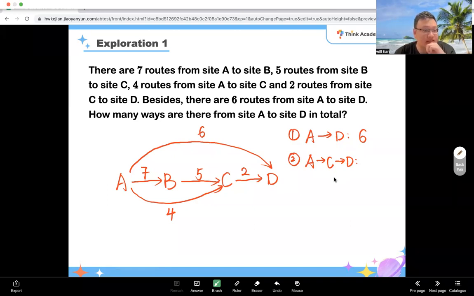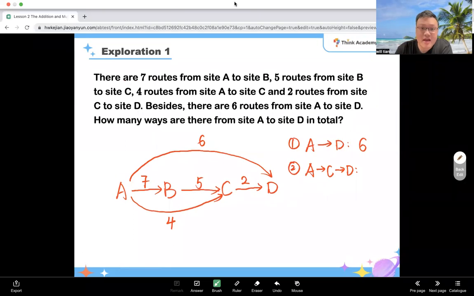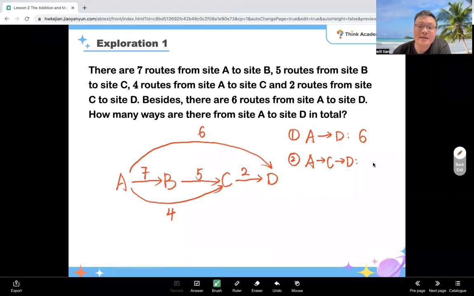Is that 6 or is that 8? Am I going to use 4 plus 2 or 4 times 2? Guys, it's gonna be times, okay? Because we have to do something like step 1, you go from A to C. Step 2, you go from C to D. So if you want to finish this task by doing 2 steps, you use multiplication. Then we do 4 times 2, which is 8 different ways, right? 4 times 2, you got 8.